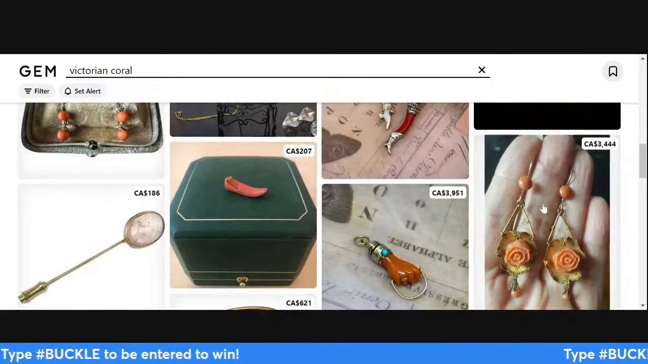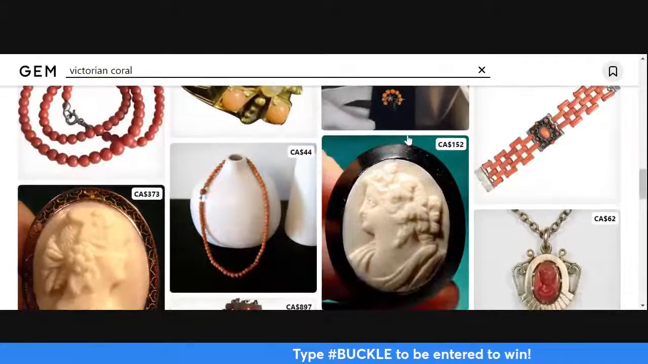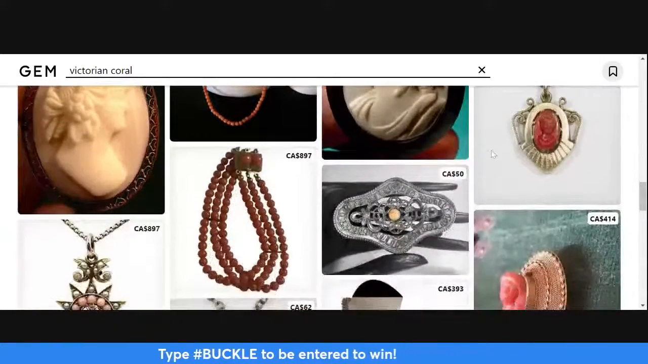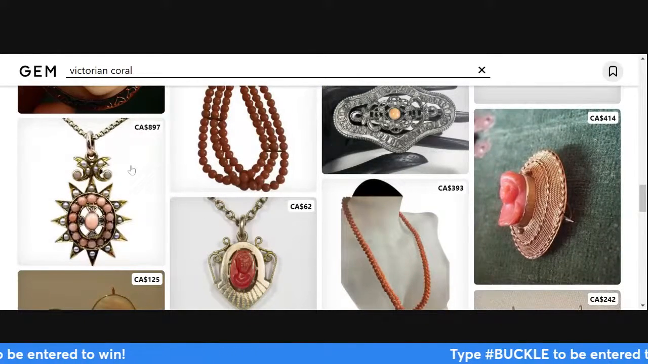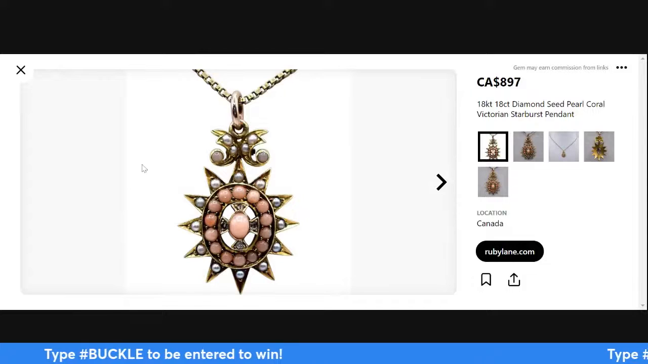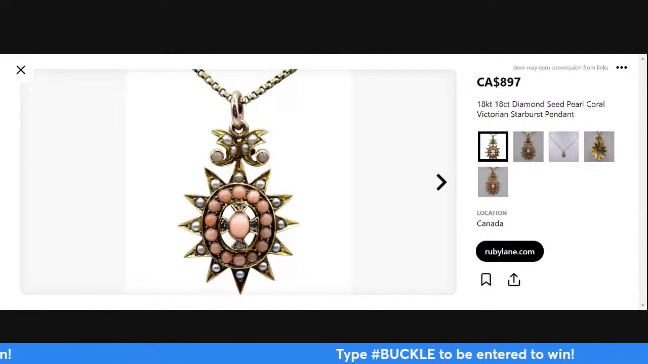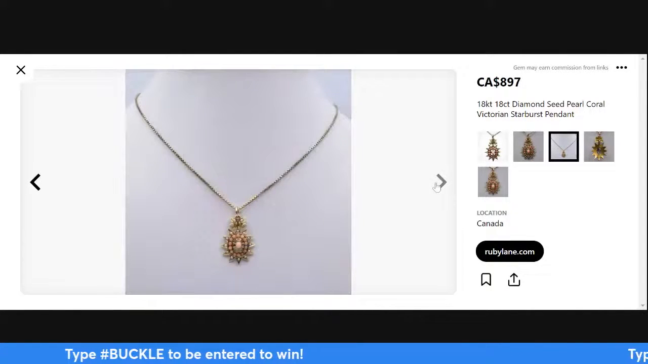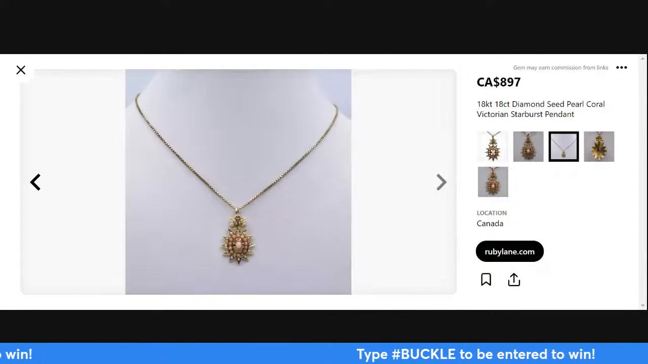Ooh, these are beautiful. $3,000. Let's try to find something that's a little bit more economical. $590. Let's click on this one. For $890, this is an 18 karat diamond seed pearl coral and Victorian starburst pendant. And this is Canadian dollars, so take off 30%, my American friends. This is actually not a bad deal, but I would strongly recommend that if you are interested in this, that you get the measurements and make sure that you know what the size is.